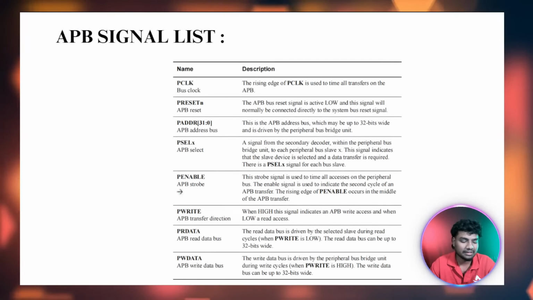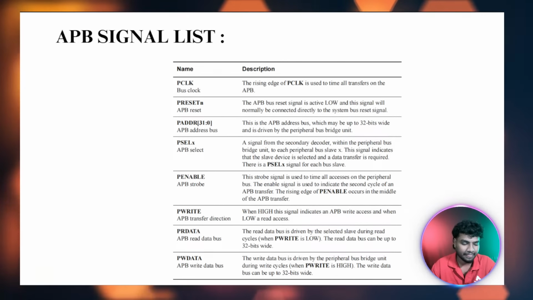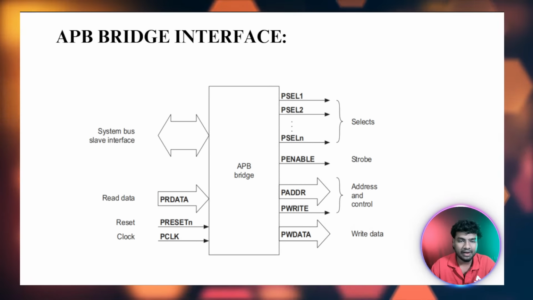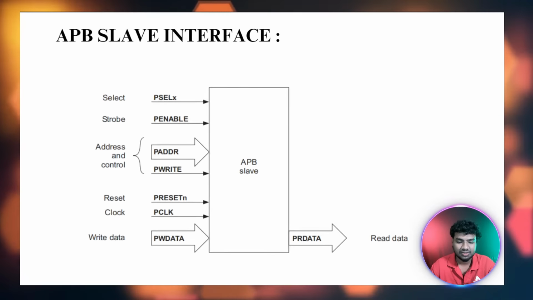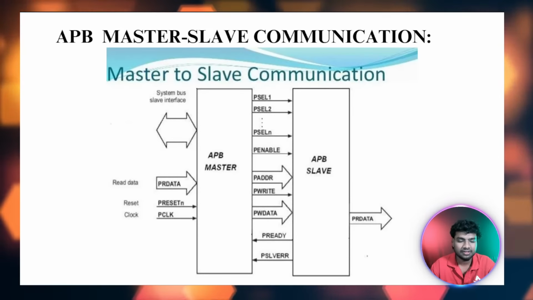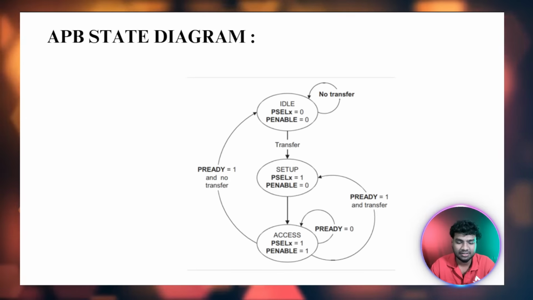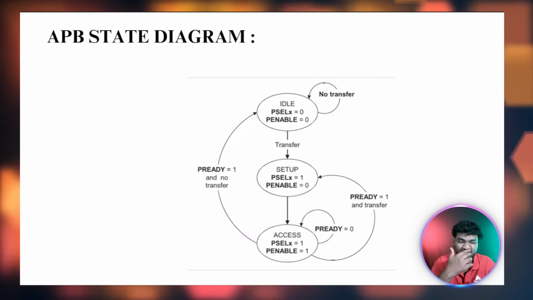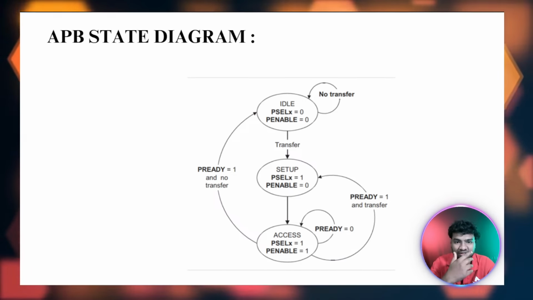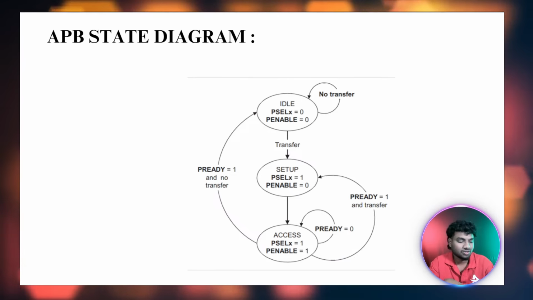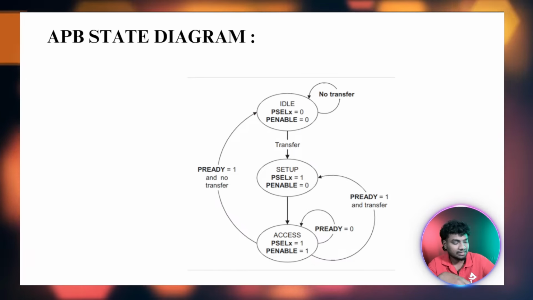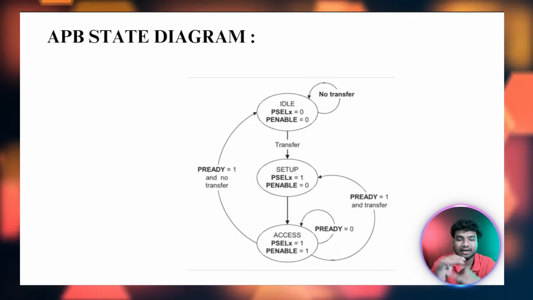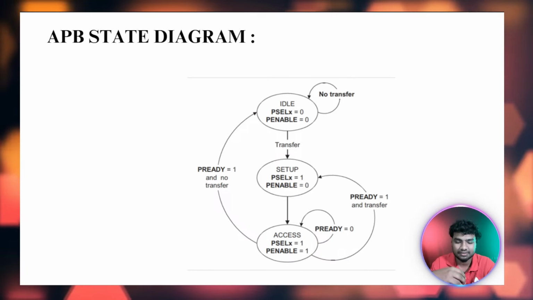These are the basic signals of the APB protocol. Then there is a block diagram of the APB bridge. This is a slave interface. This is a combination of master and slave interface. This is the main thing, the APB FSM, finite state machine. In total it has three states: idle, setup, access.